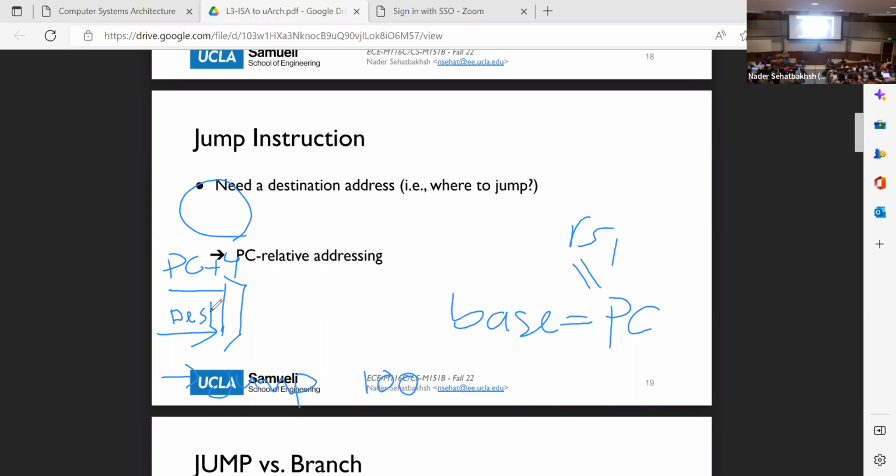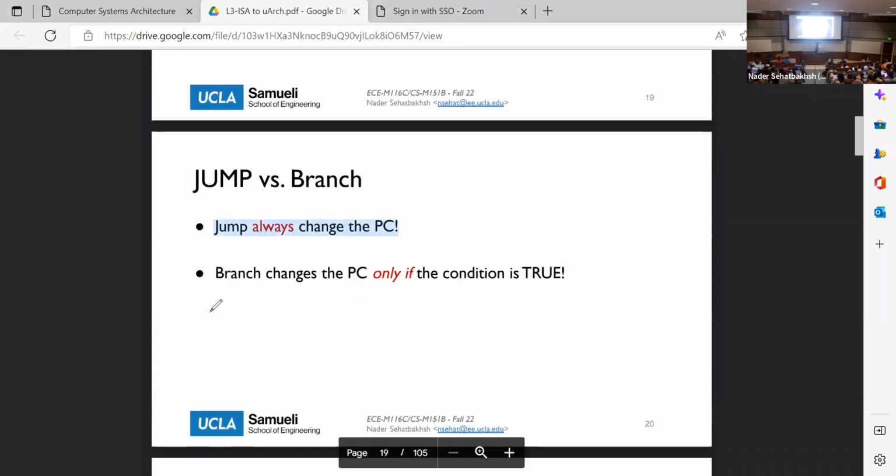Yes. So the question is that the jump instruction gives you the address of where to jump to, rather than telling you whether to jump or not, right? There is a big difference between what's called a jump instruction and a branch instruction. The difference is that the branch is not always jumping. So branch is a specific type of jump, which first checks a condition, and if that condition is true, then it will jump. But jump always changes your PC.